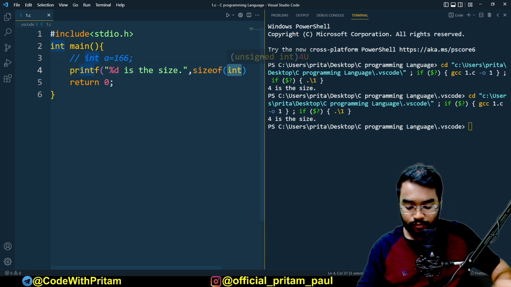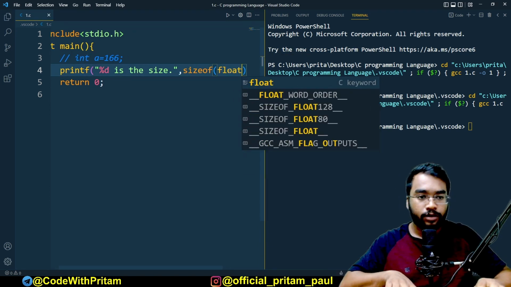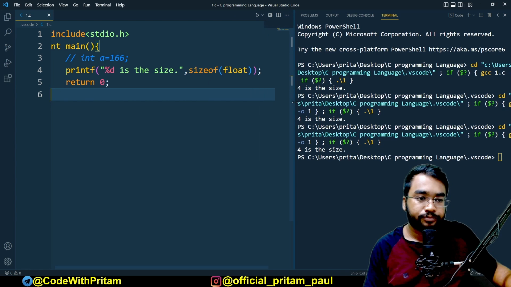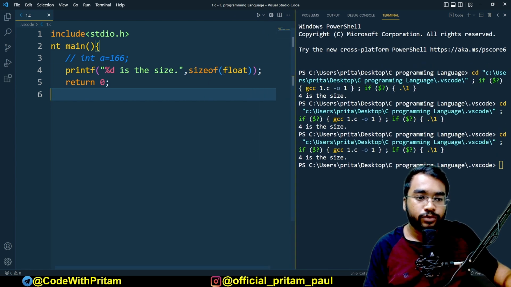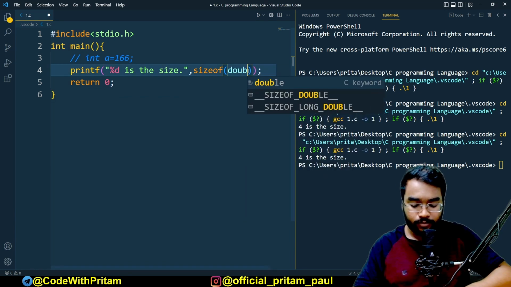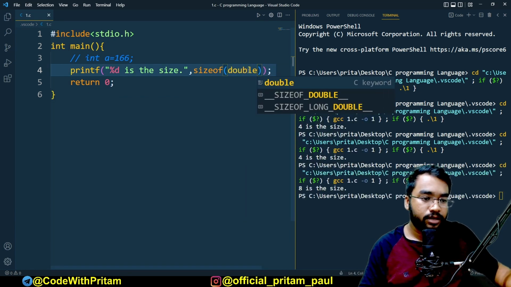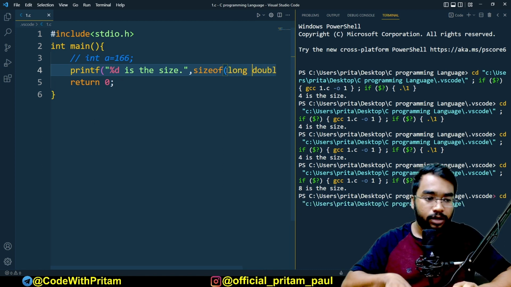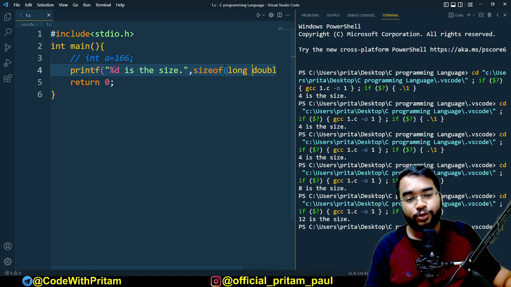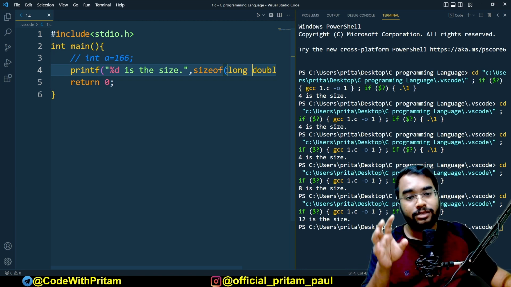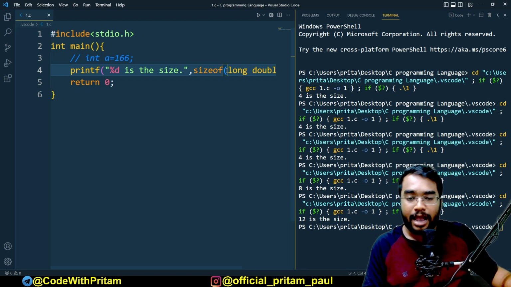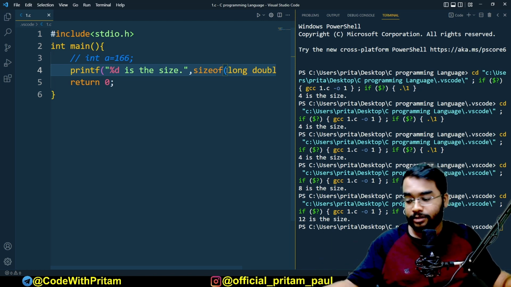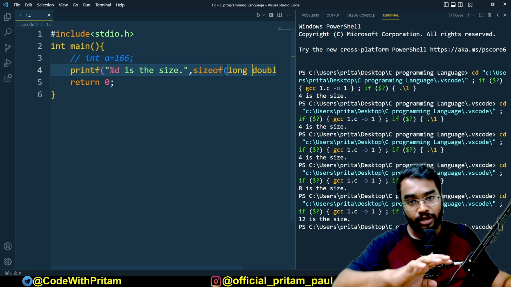If I write float, obviously you can see 4 is the size. Now if I use double, you can see 8 is the size. If I use long double, then 12 is the size. So in this way we can use the sizeof operator. And this is the ending part of the video on operators. We have talked about different types of operators.